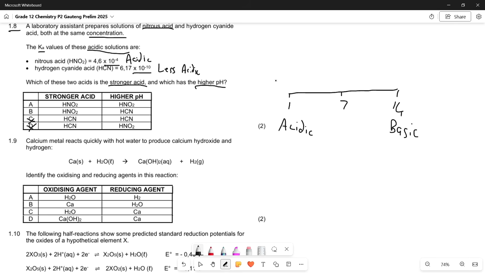Which means that if something is a stronger acid, like our nitrous acid, it will be closer to 1 over here. But if it's a weaker acid, it will be closer to 7, or just not as low down to 1. Which means that a higher pH is when something is less acidic. As we move from left to right, we get more and more basic. So we have two options here. We know HNO2 is our stronger acid, but the higher pH will be the weaker acid, which means the higher pH will be HCN, because nitrous acid will be over here, but hydrogen cyanide acid might be over here with a higher pH. So therefore B is our final answer for 2 marks.